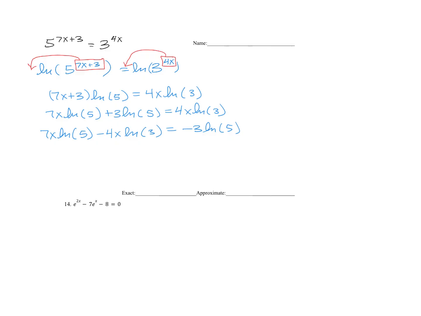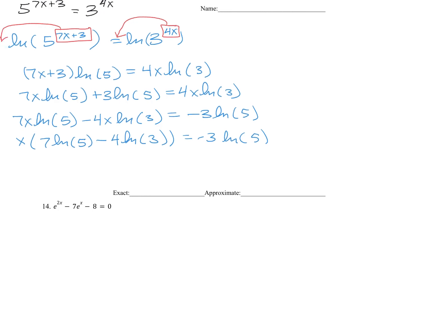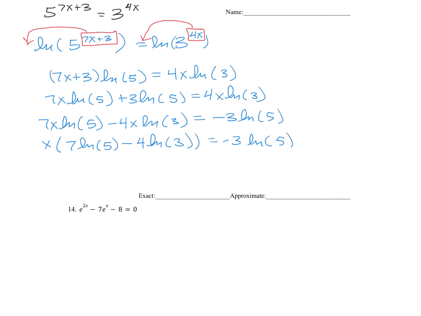And now I can factor out the common x that both these terms share. So factoring out the common x will leave me with 7 natural log of 5 minus 4 natural log of 3 is still equal to negative 3 ln of 5. And we almost have the x by itself. The last step is going to be to divide. And I'm going to divide the whole thing. So I'm going to divide by 7 natural log of 5 minus 4 ln of 3 on both sides.